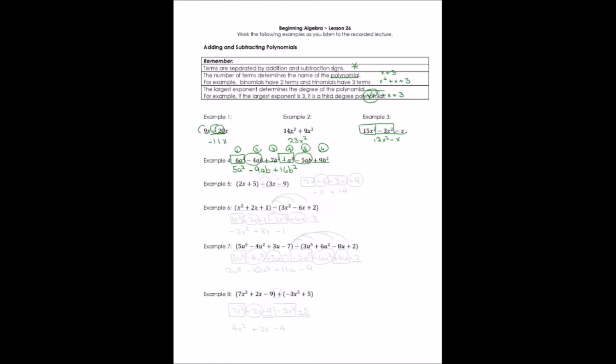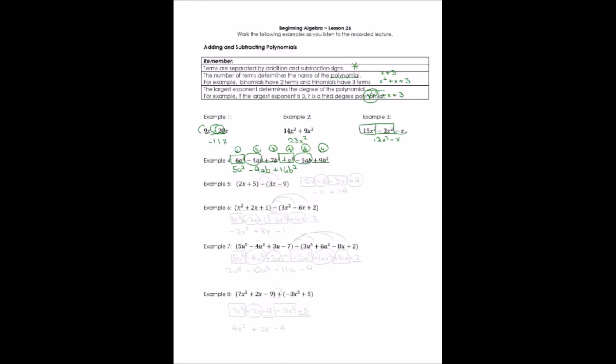Take a look at example number 5. There's something we have to do with example number 5 before we can do anything else. They've got it grouped for us. They've got 2x plus 5 in parentheses, but there's nothing I can do with 2x plus 5. I can't combine them. They're not like terms. Then they've got a minus sign outside parentheses, and that should send up a red flag to you.